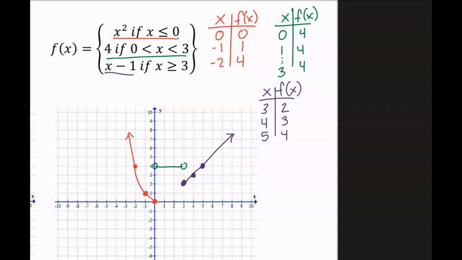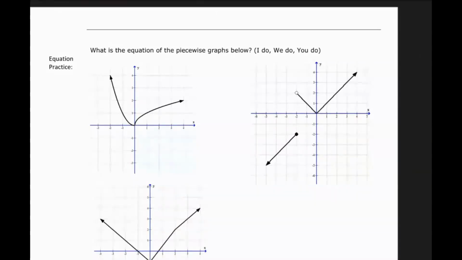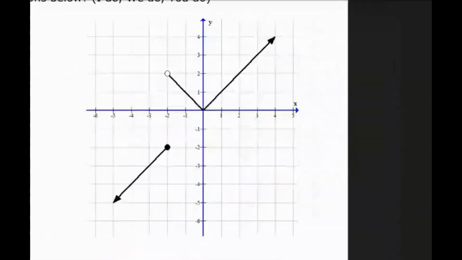Okay, good. So now, where am I? Where's this page? Oh, there we go. So now we're going to go the exact opposite way. We are going to look at a graph and we're going to write down the piecewise function. I'm going to do this one right here.